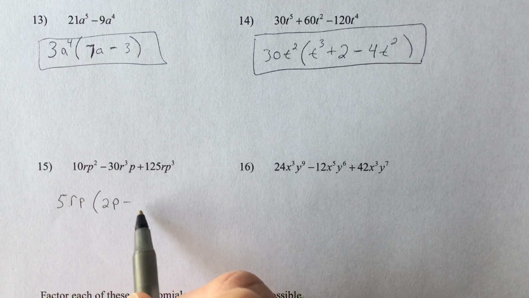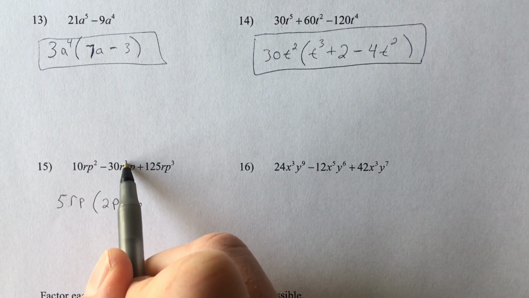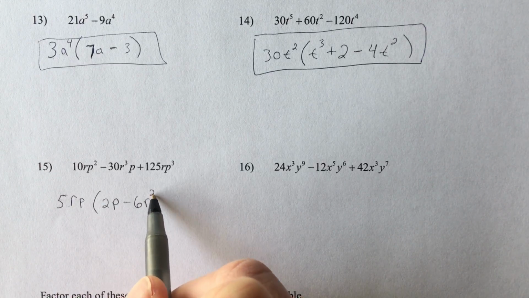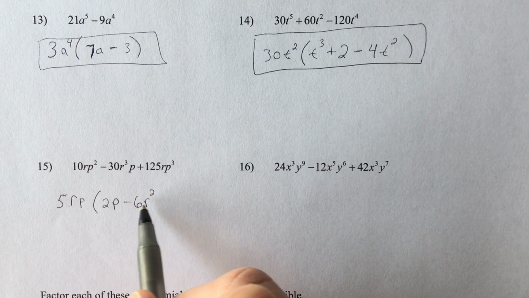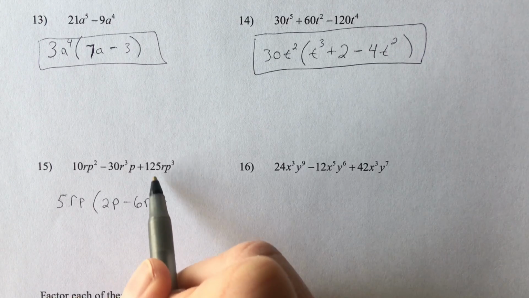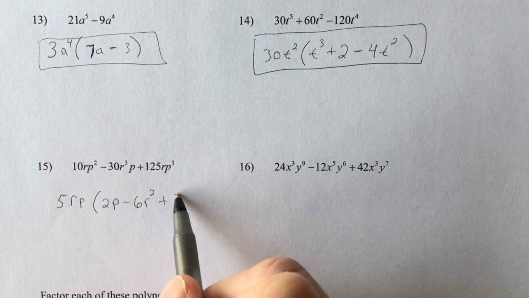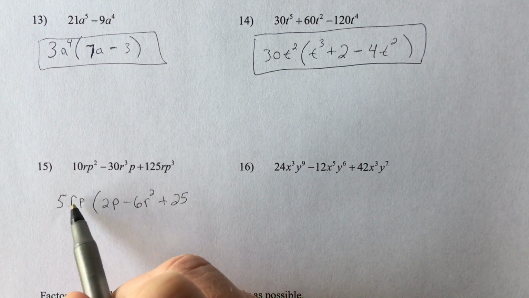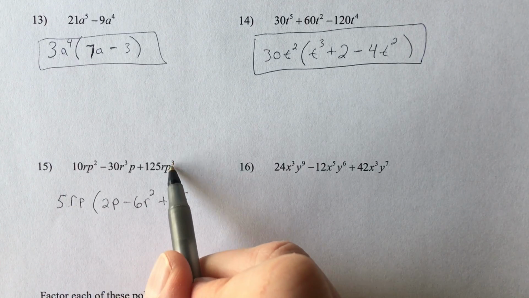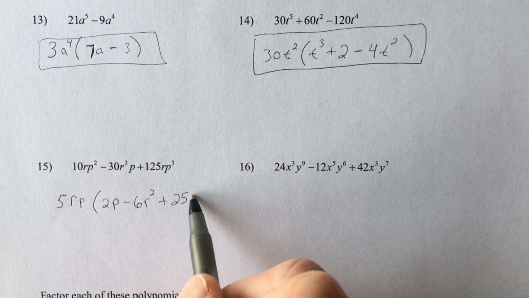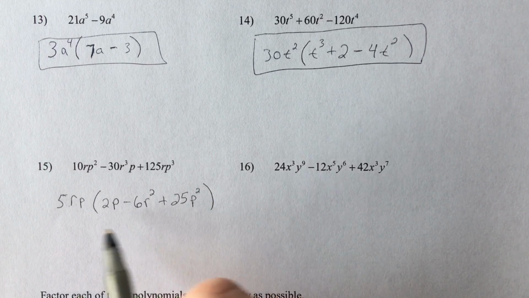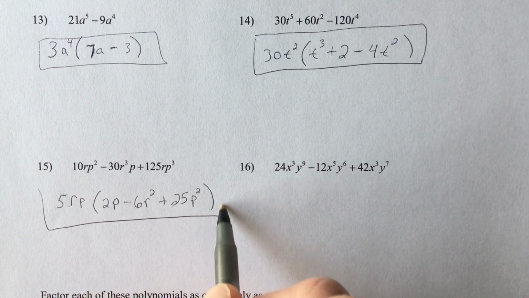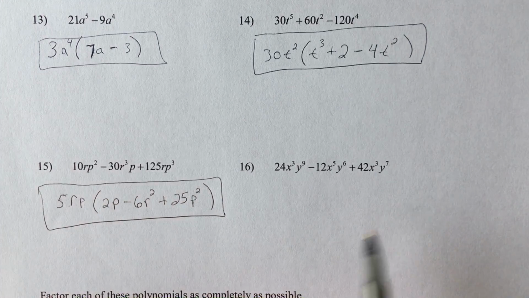Minus 30 divided by 5 is 6. We had 3 R's, we took 1 away, there's 2 left over. We had a P, we took that out, so that's all that's there. 125 divided by 5 is 25. We had an R, we took that out, so that's gone. We had 3 P's, we took 1 away, so there's 2 left over. So that's what we get there.